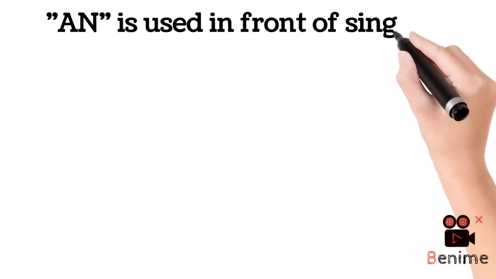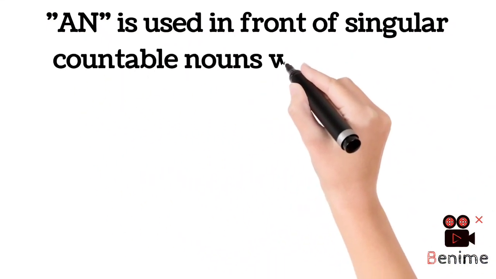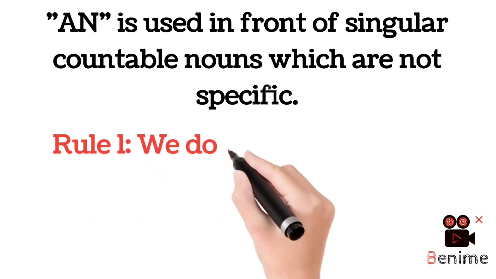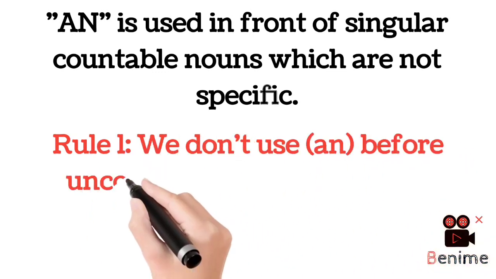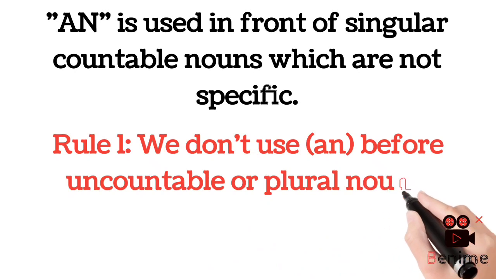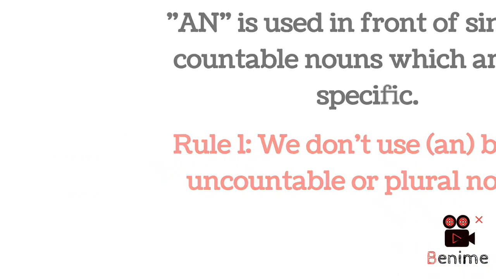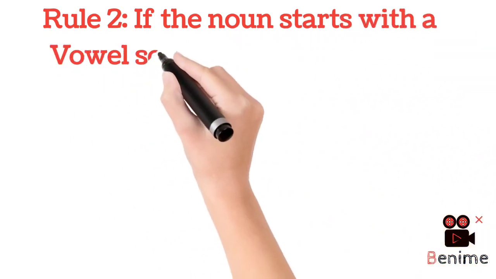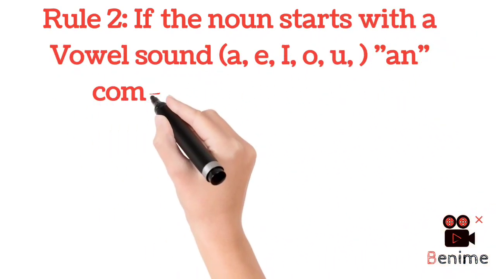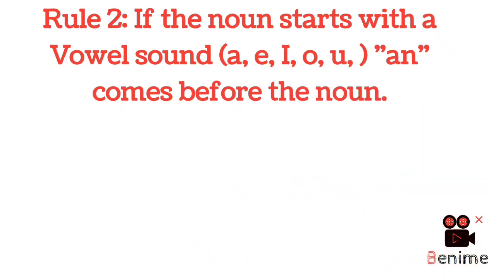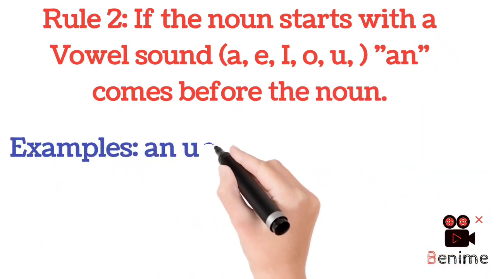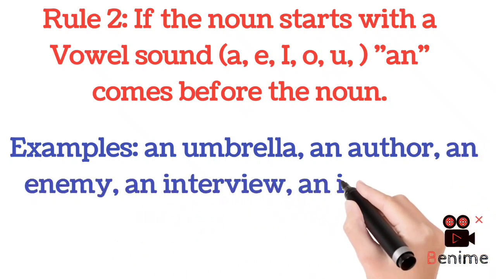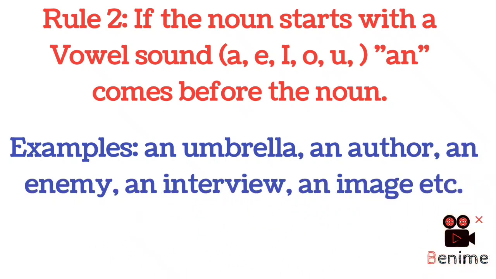An is used in front of singular countable nouns, which is specific. Rule number 1. We don't use An before uncountable or plural nouns. Rule number 2. If the noun starts with a vowel sound, A, E, I, O, U, An comes before the noun. Examples: an umbrella, an author, an enemy, an interview, an image, etc.